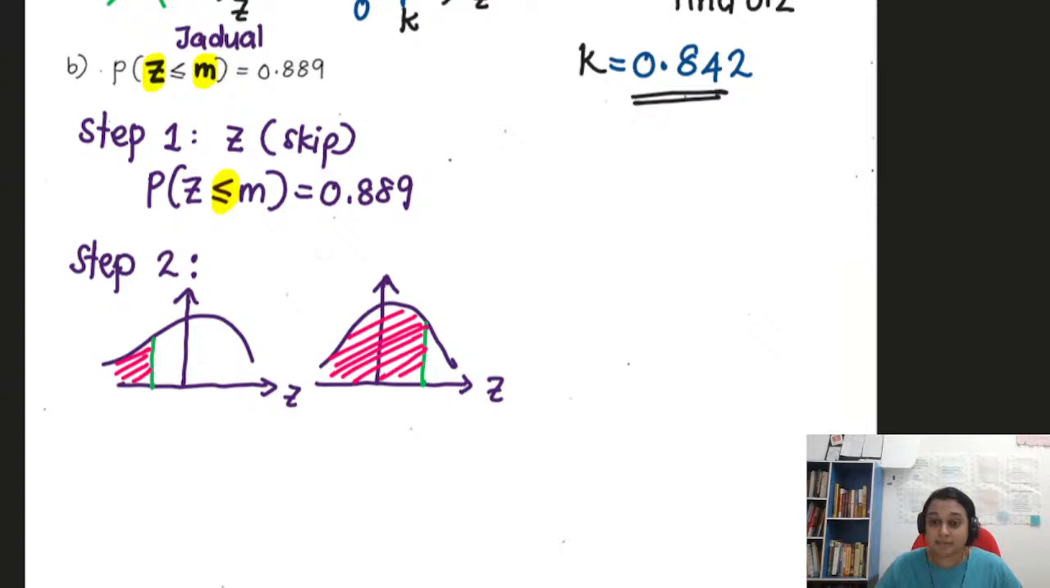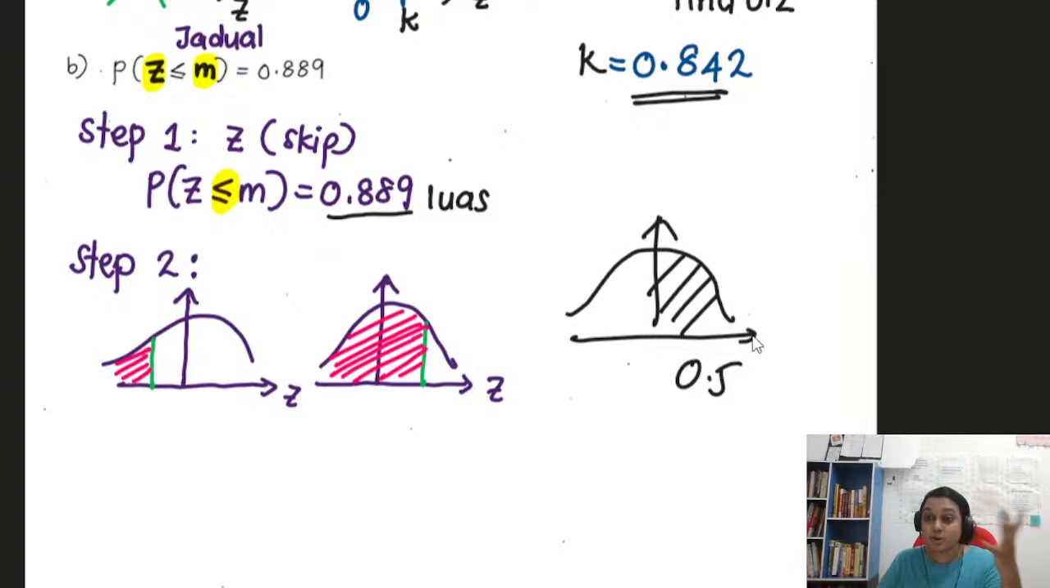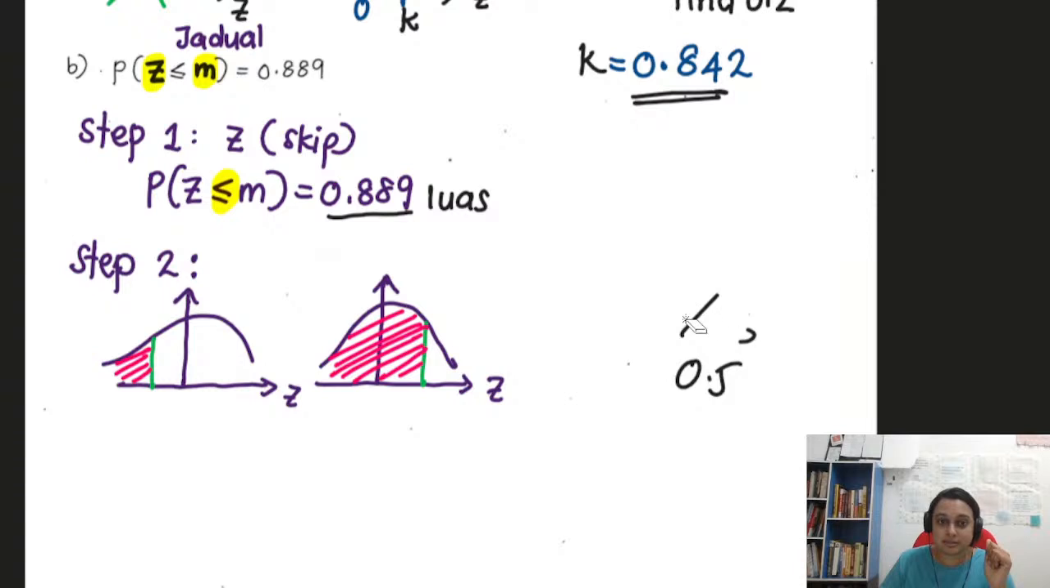Okay, lepas tu, dah shade ready. Look at this 0.889. Yang mana nampak macam luas dia 0.889? Which one looks like 0.8? If I shade half means 0.5 kan? So yang mana nampak macam 0.8? Which one looks bigger than 0.5? This one, isn't it? 0.889 lah. So the first graph you don't want.